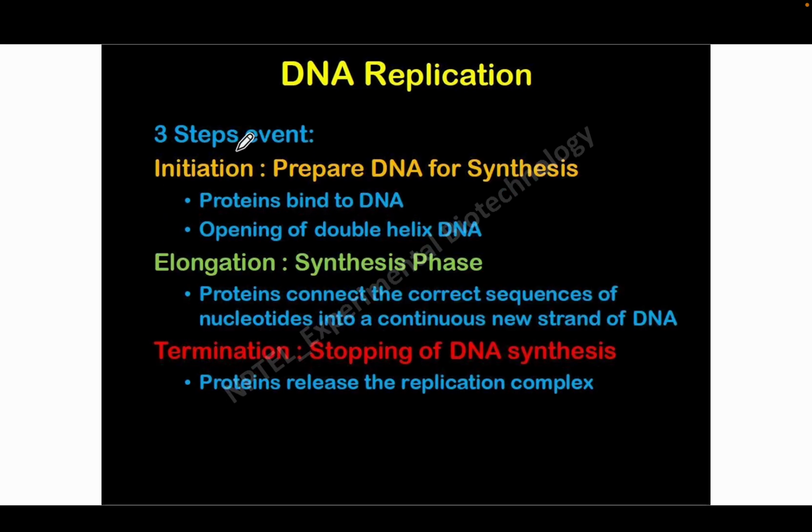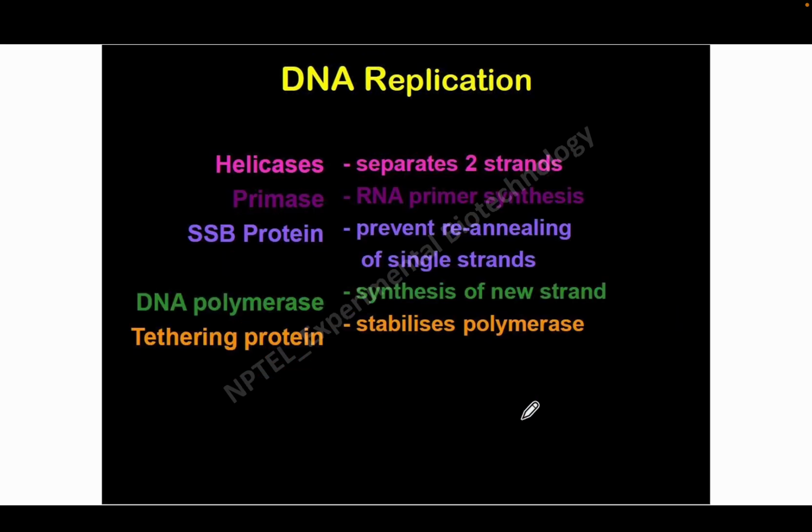DNA replication is a 3-step event. Initiation, that is preparing the DNA for synthesis: proteins bind to DNA, opening the double helix. Elongation, the synthesis phase: proteins connect the correct sequences of nucleotides into a continuous new strand of DNA. So elongation means the synthesis phase happens. And termination, stopping of DNA synthesis: proteins release the replication complex. If enzymes or proteins are getting released, then the reaction will also get stopped.